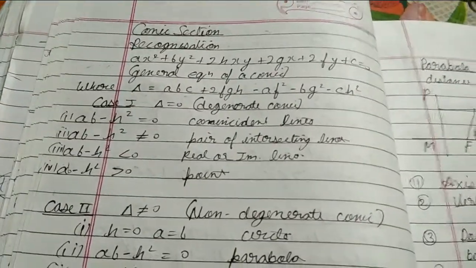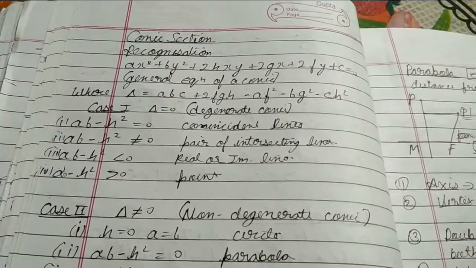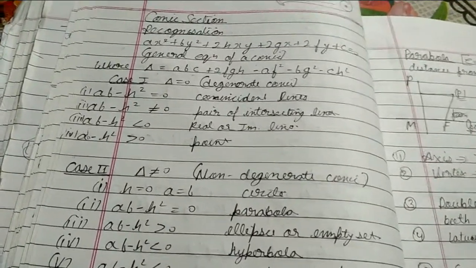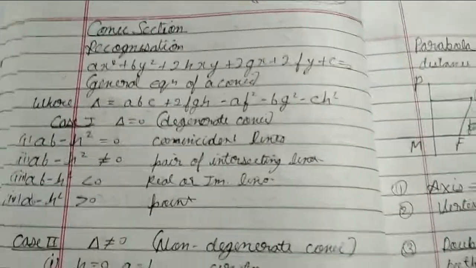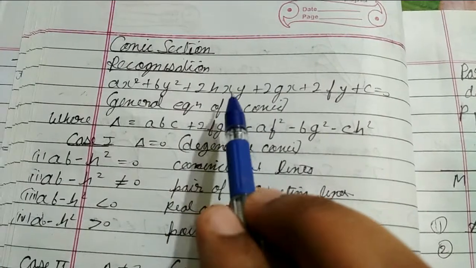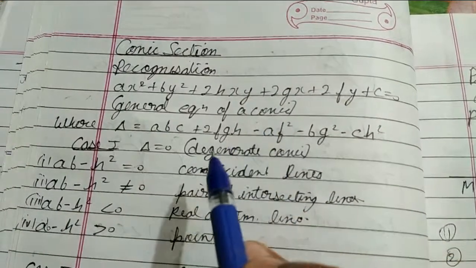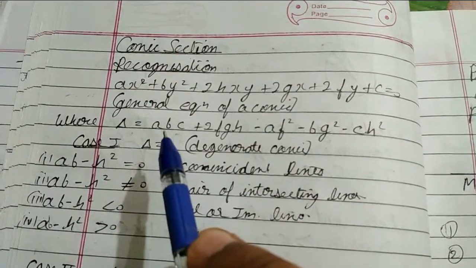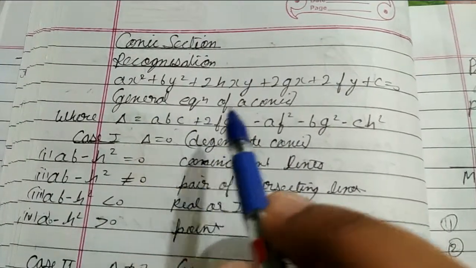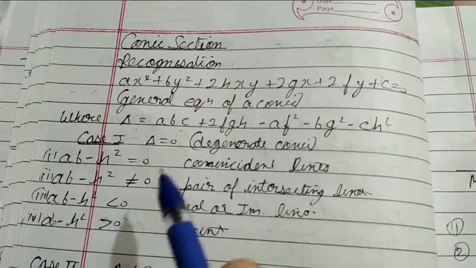So now, conic section. How to recognize whether the equation given is of a circle, a parabola, an ellipse, a hyperbola, or a pair of straight lines. The conic section equation is ax square plus by square plus 2hxy plus 2gx plus 2fy plus c equal to 0. This is the general equation of a conic section, where delta equals abc plus 2fgh minus a, coefficient of x square, into square of coefficient of y. This you have to learn. I can't do anything regarding that.